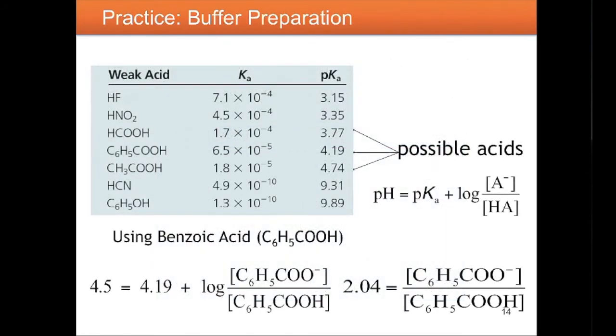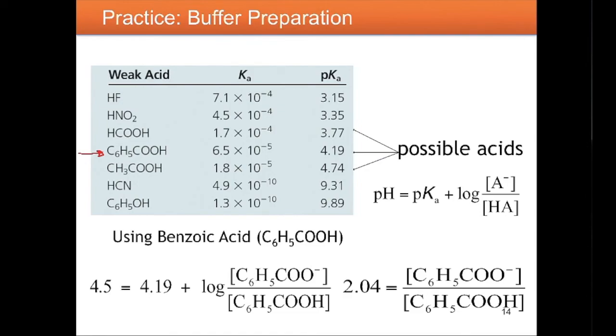So since we're going to be preparing a buffer at pH 4.5, we need to choose one of the weak acids that has a pKa within plus or minus 1 from 4.5. And it turns out that there are 3 possible acids we can use, and those are indicated on this slide. Okay, so I'm going to use benzoic acid, so that's this one right here. You could use any one of them, acetic acid, benzoic acid, or formic acid.